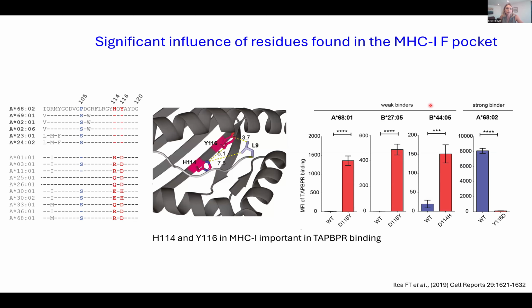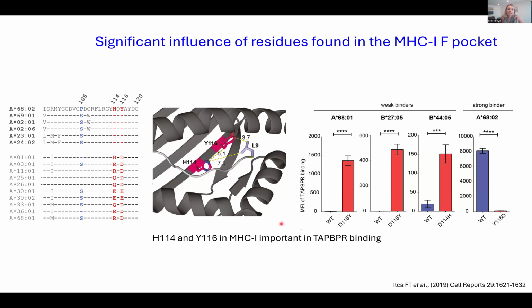And then when we compared the sequences of the HLA-A molecules that our recombinant TAPBPR bound well to with those that TAPBPR didn't bind well to, we found that the strong binders all had a histidine at position 114 and a tyrosine residue at position 116 in the MHC class 1 F pocket. And when we reconstituted this HXY motif back into MHC class 1 molecules that TAPBPR bound weakly to, we found we could significantly increase the binding of TAPBPR by restoring this HXY motif.